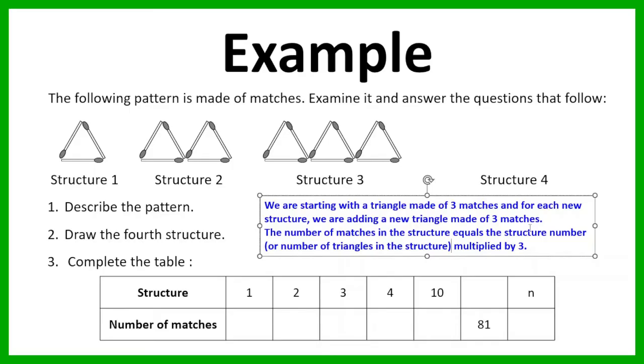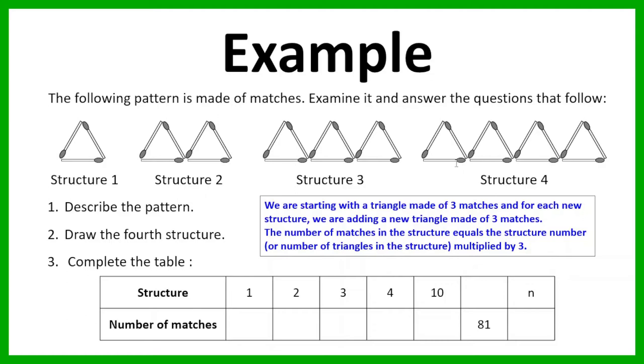Okay. The next thing you need to do is draw the fourth structure. So you can see over here, the first structure is one triangle. The second structure is two triangles just next to each other. They're not sharing any matches. They're just placed next to each other. The third structure, again, a new one has been added. So for our fourth structure, this is what you should get. You have four triangles, each of them made of three matches, all sitting next to each other like that. So if you are asked to draw it, then you would need to draw something that looks like that.